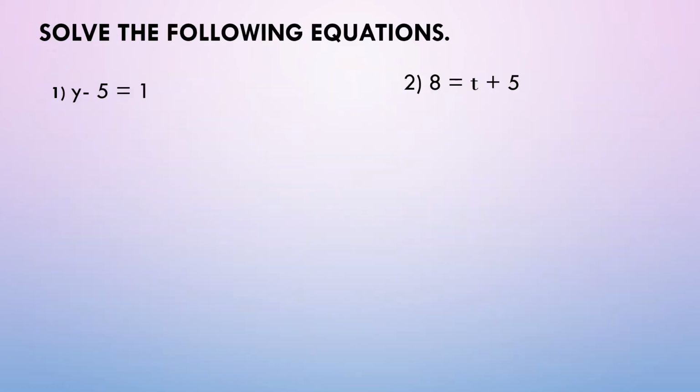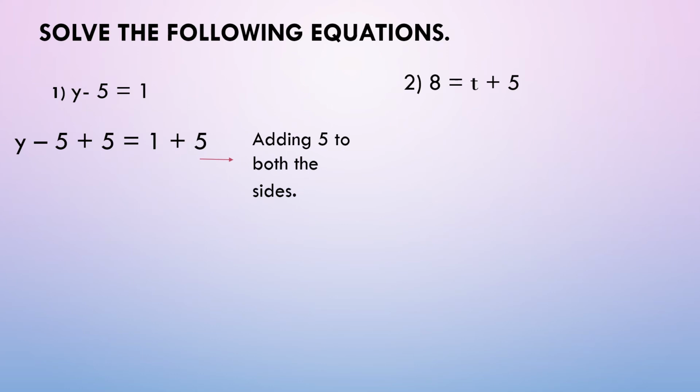Let us solve the following equations. First one, y minus 5 is equal to 1. Now you have to find the value of y. And you have to remove this minus 5. So to remove this minus 5, what are you doing? Which property are you using here? Addition property of equality. So y minus 5 plus 5 is equal to 1 plus 5. So you are adding 5 on both the sides. Okay. So minus 5 and plus 5 becomes 0. So y plus 0 is equal to what? 6. So y is equal to 6.